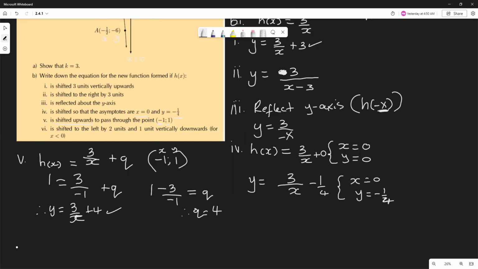Okay, and then let's do the last one, VI. They say we are shifting this graph of h of x equals 3 over x 2 units to the left. So I know that I have y equals 3 over, remember, to the left we add on x, so it's plus 2 on x, right? And then 1 unit down. Okay, 1 unit down, we have to minus 1, because down we subtract, right? And that's it for these questions here.